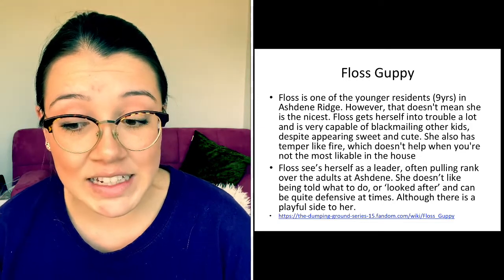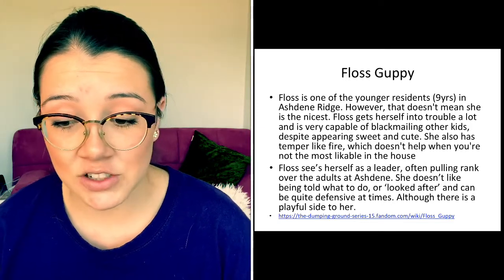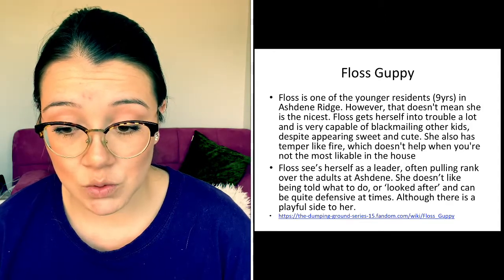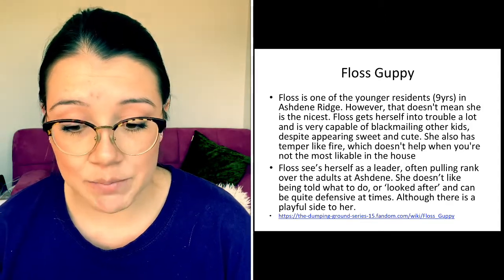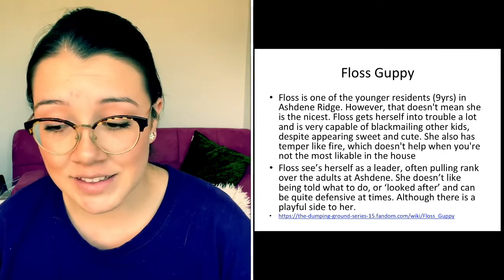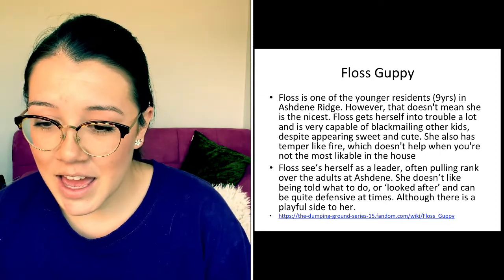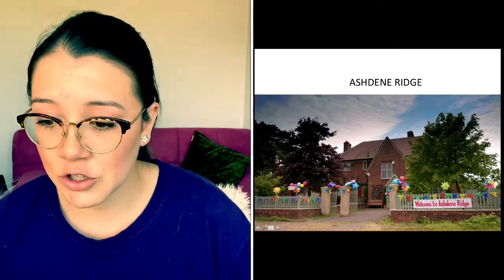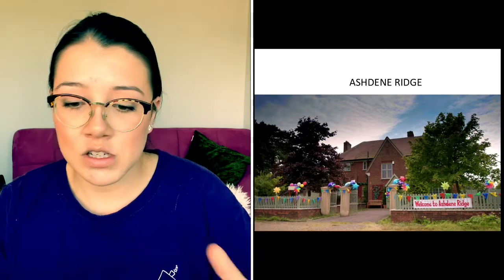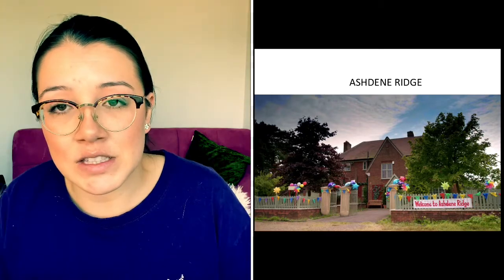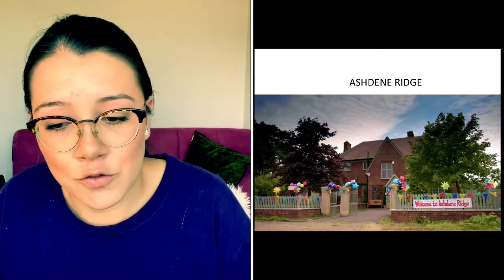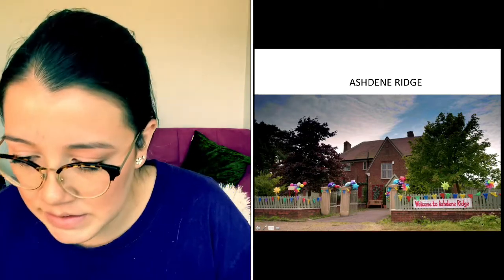Floss sees herself as a leader, often pulling rank over the adults at Ashdean. She doesn't like being told what to do or being looked after, and can be quite defensive at times, although there is a playful side to her, which we're going to see in the scene that we're going to look at. I've put a picture here as well of Ashdean Ridge so you can see what it looks like. So it's this wonderful big house. We can see lots of bright colours outside, but when we go inside, there is obviously, this is the life of some young people. This is their home, although to some of them it can be quite a new and unfamiliar space.